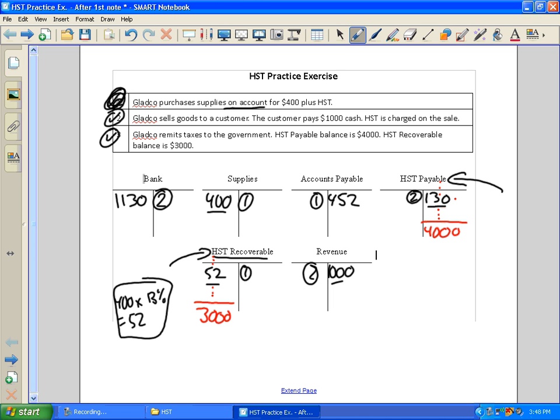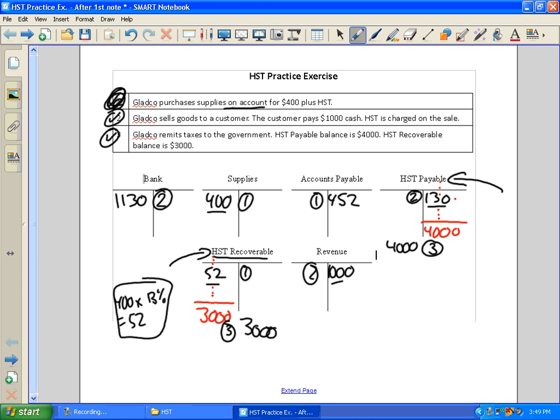If you remember from the notes and our discussions, a business will remit their taxes to the government every 3 months. So after 3 months, we've got a $3,000 debit to HST recoverable and a $4,000 credit to HST payable. Now, I'm going to make my transaction happen. I need to get rid of those balances from the HST payable and the HST recoverable accounts. So I need to debit HST payable for $4,000, making that a 0 balance account, and then I credit HST recoverable for $3,000. Again, 0 balance. There's nothing left in that account.